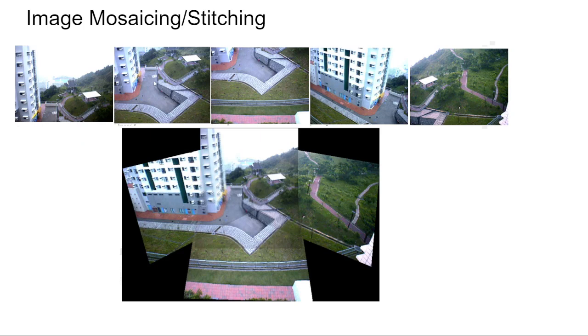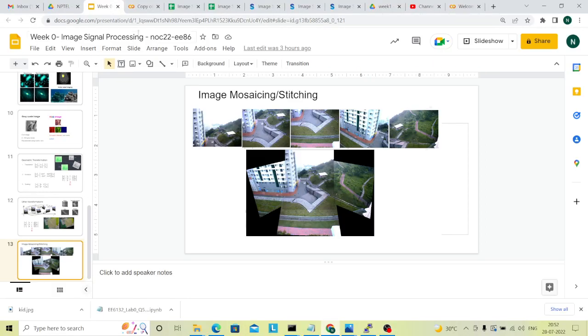Then comes some image mosaicing example. Here we have 5 parts of the same scene, and we have to club all of them. So we have to find out some transformation between every pair of images, and using that transformation we stitch those images like this. So this is one mosaicing example. Here stitching is done using 5 images. So that's all about the introduction part.